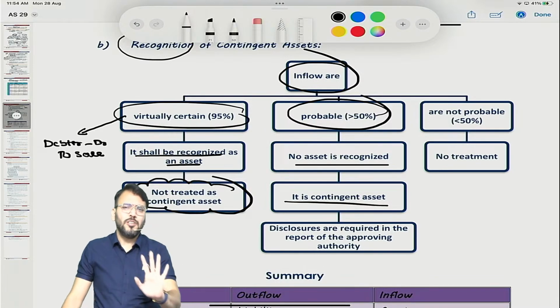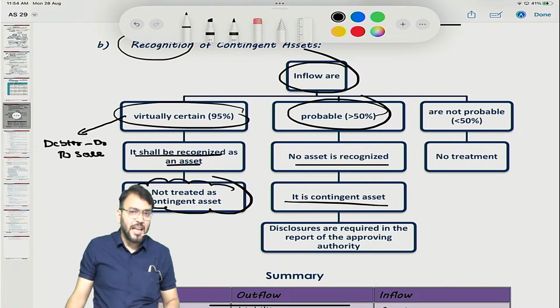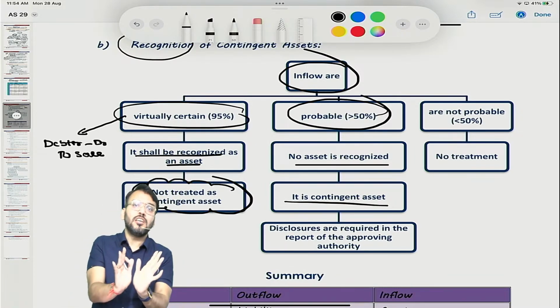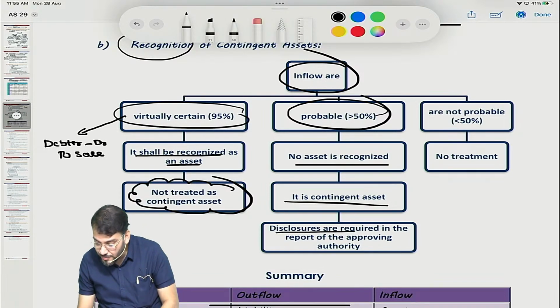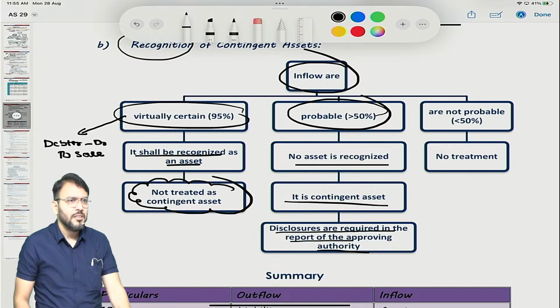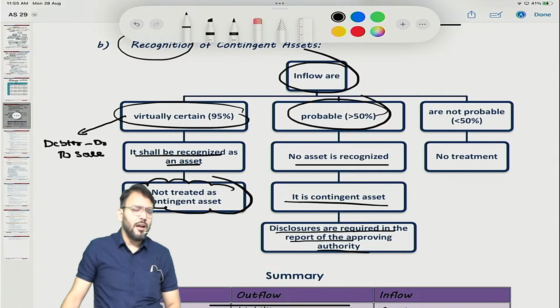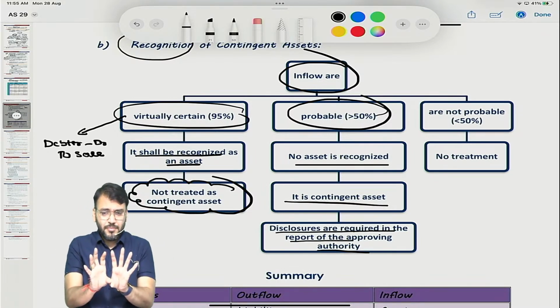However, from my point of view, it is not correct. When you go to CA Final it will change. But as per AS29, it will be disclosed in the report of approving authority. So what they are saying is, disclosures are required, but not in the financial statement. It is required in the report of approving authority. So what is the meaning of report of approving authority? That I need to explain. Correct now, just try to understand.